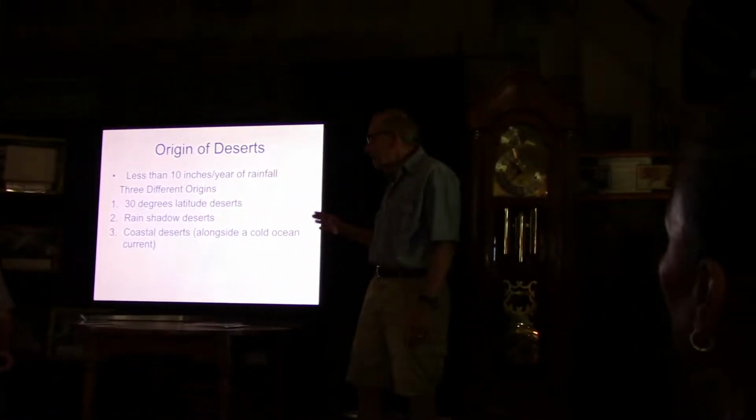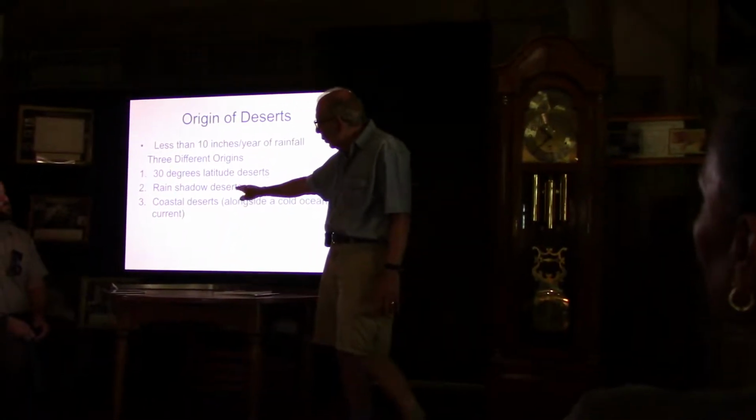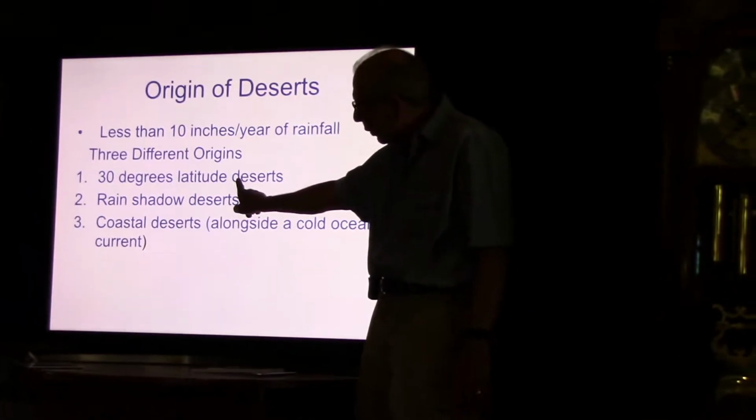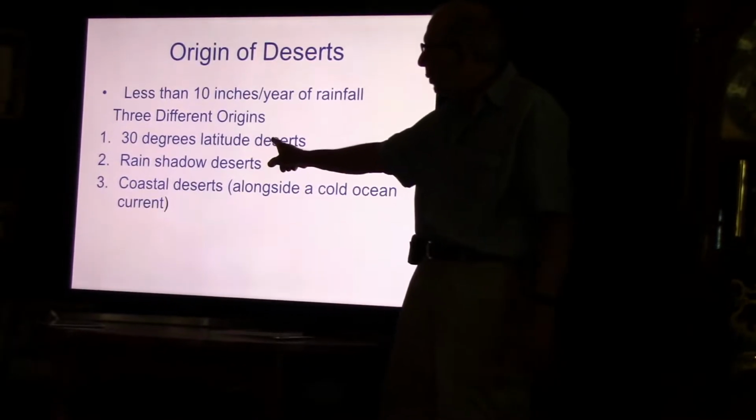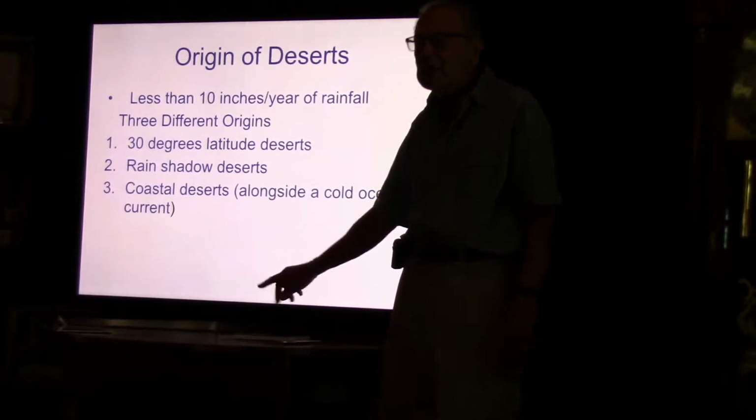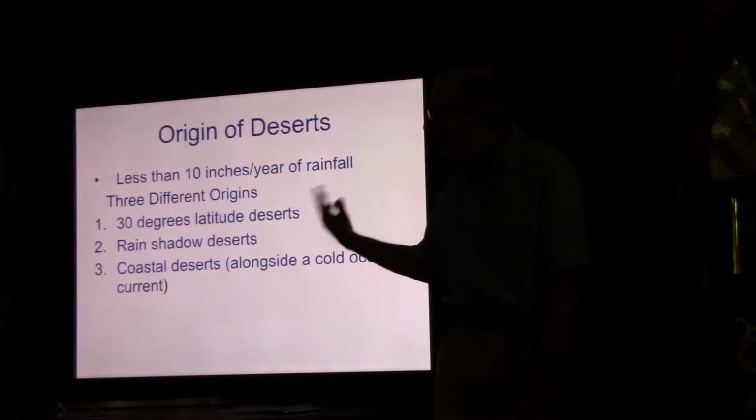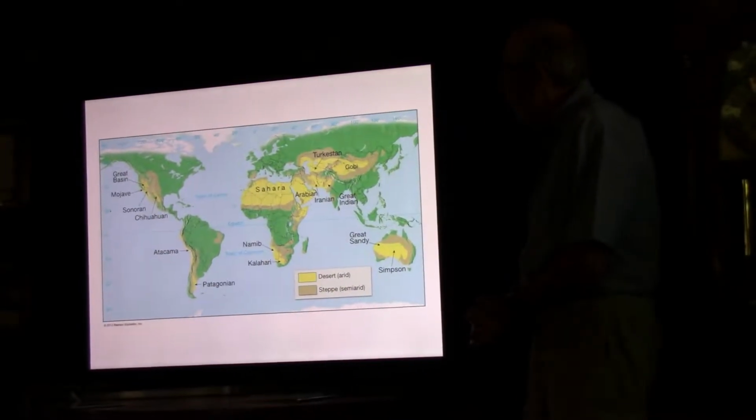Yeah, it's actually rain shadow, but we're at 36 degrees latitude, so we're close to the 30-degree zone. It's probably a combination, but rain shadow is the most important. Next slide. So let me show you what I'm talking about.